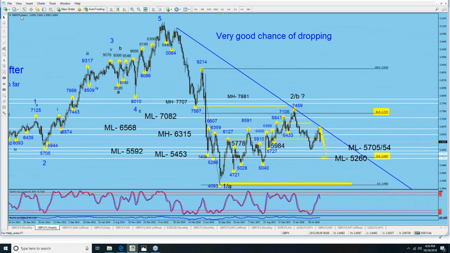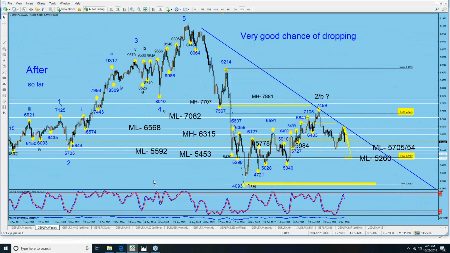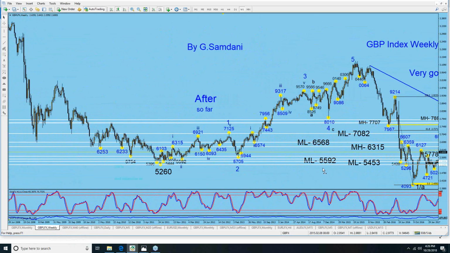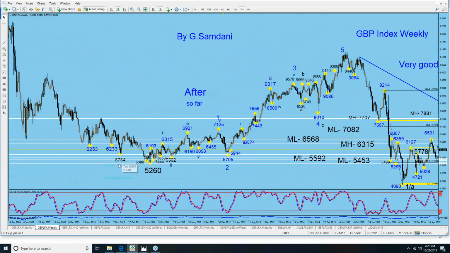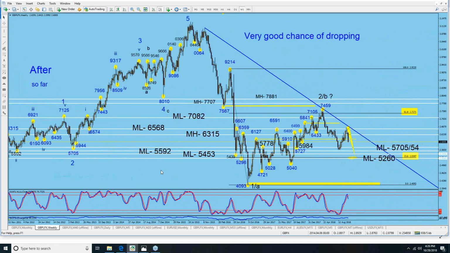Pound Index weekly chart. Remember the weekly chart, when it was here, I made the chart that we're going to come down, so we are halfway there. And it is dropping very, very nicely. This 61.27 is out of the way already, right? So what we're dealing with now is next would be 57.54 and 57.05 targets.